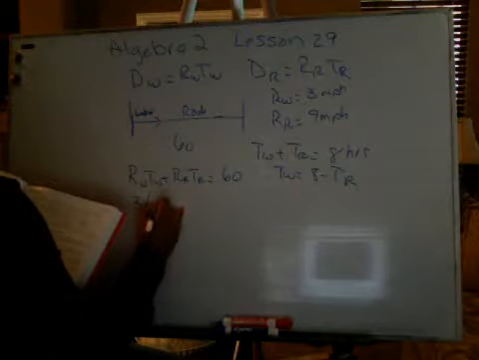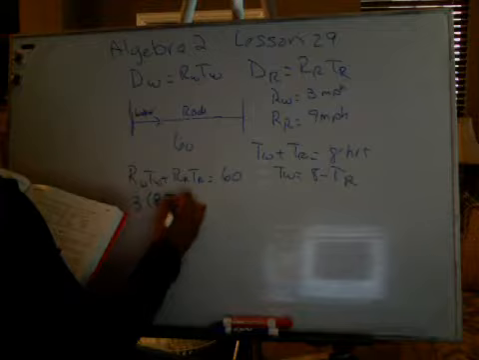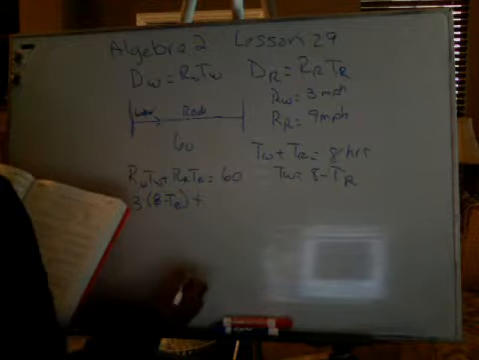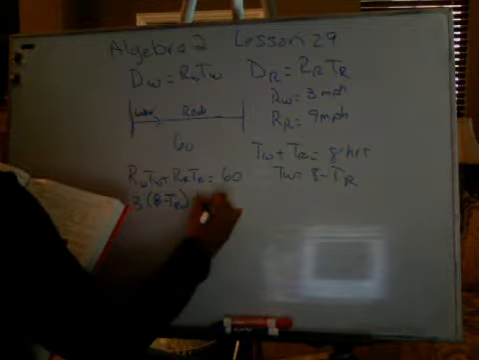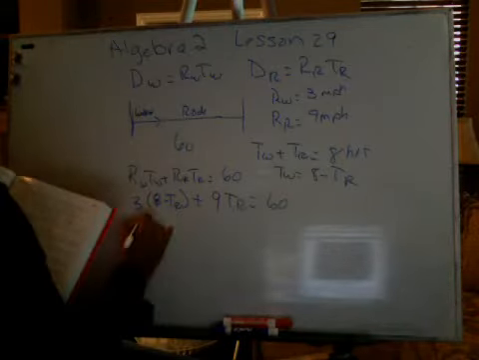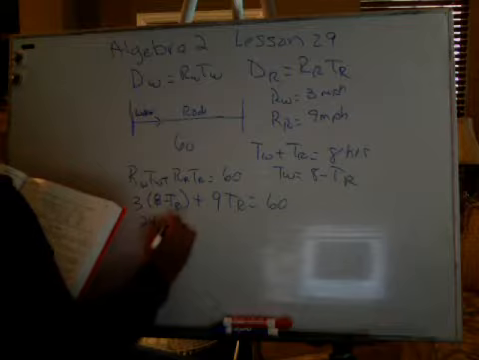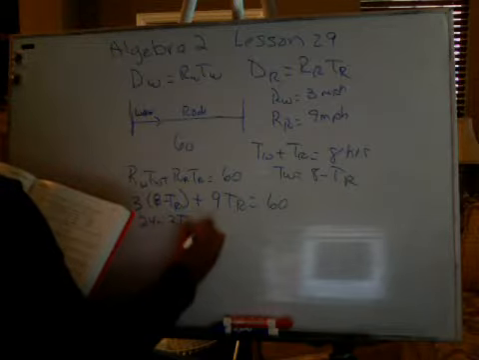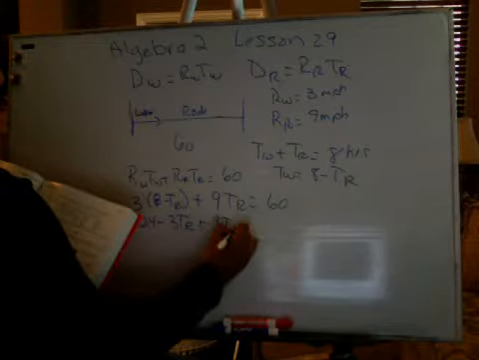So we're going to do 3 times 8 minus T of R, plus, what is R of R? 9. Do we know T of R? No, we don't know it. Equals 60. I have to use my distributive property here. It's 24 minus 3TR plus 9TR equals 60.